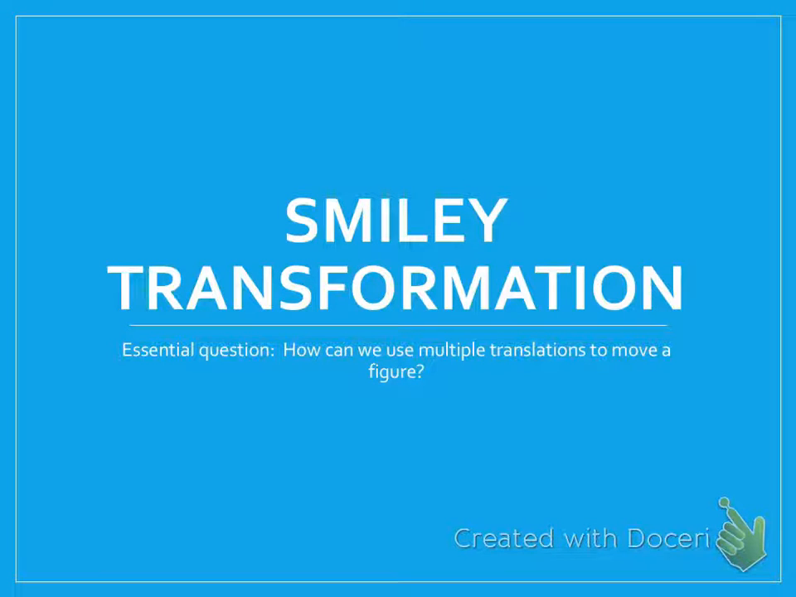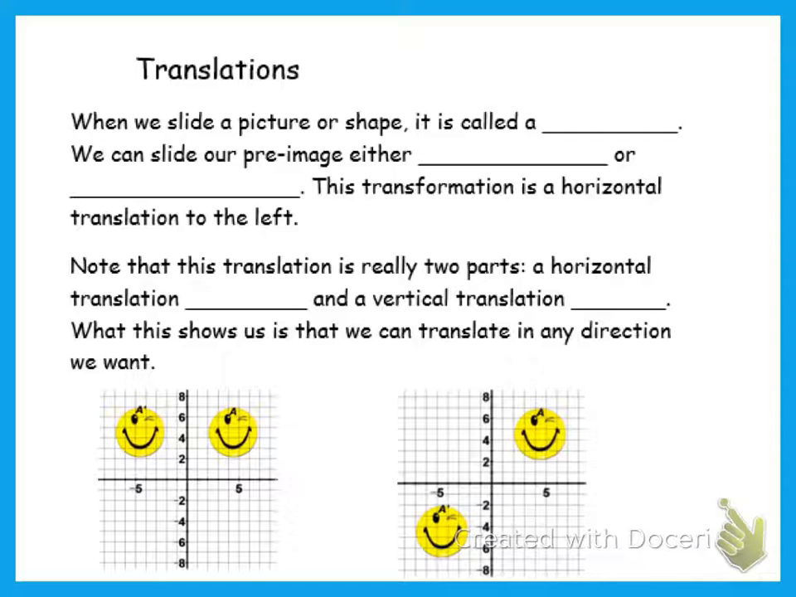This lesson is called Smiley Transformation. The essential question here is how can we use multiple translations to move a figure? So, a translation. When we slide a picture or a shape, it is called a translation. We can slide our pre-image either horizontal or vertical.